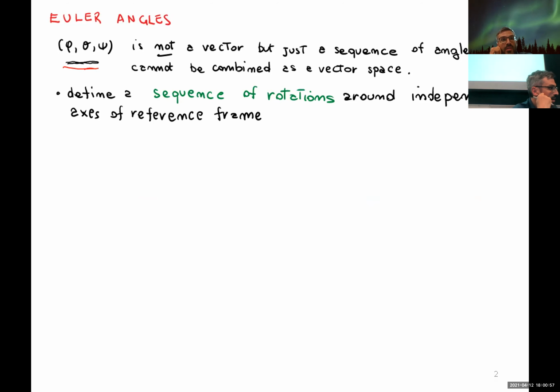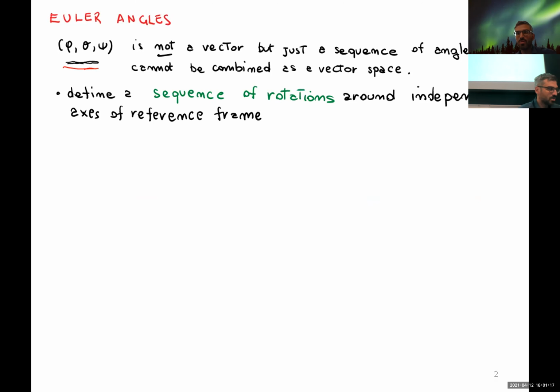As I said, the Euler angles are a sequence of rotations around the independent axes of a reference frame. So think about independent axes. If I do a rotation about the z axis, and then I do another rotation again about the same z-axis, these two rotations are not independent axis rotations. So they should be about different axes. And these axes could be of two types. They could be fixed axes or moving axes.